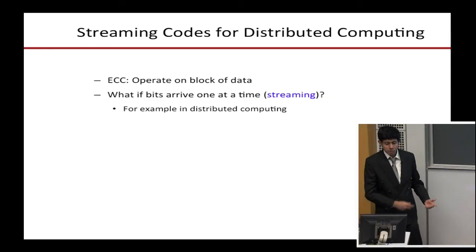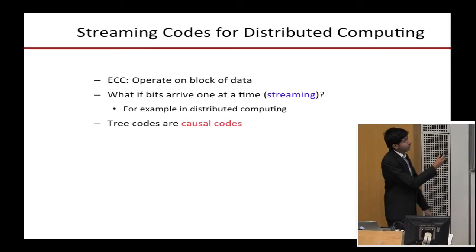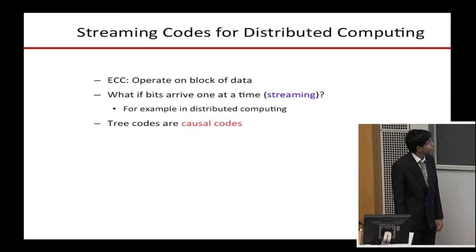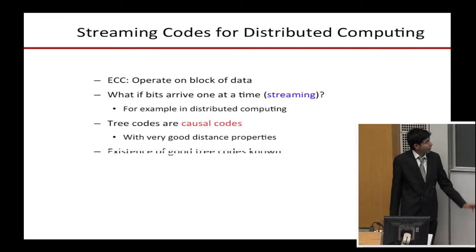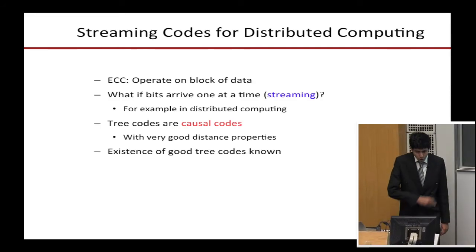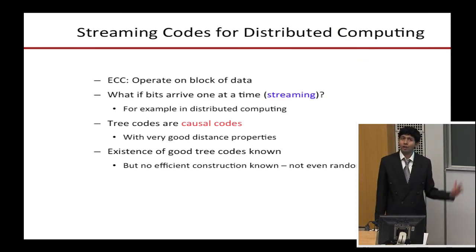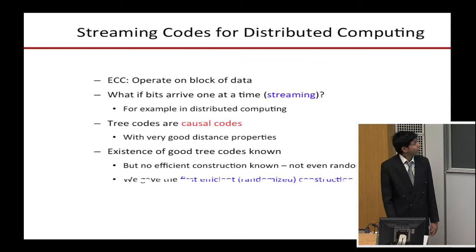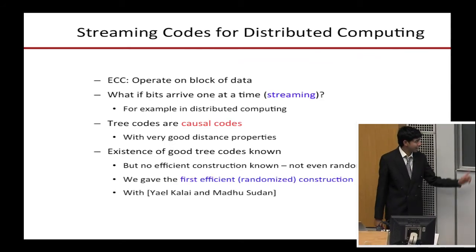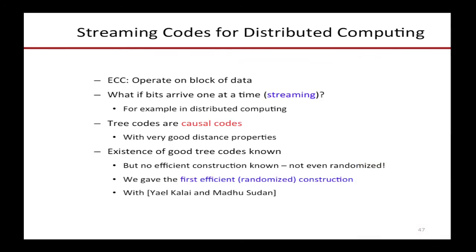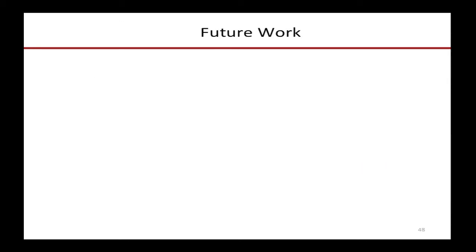So this happens in distributed computing, and we build new error correction codes, which are causal codes, and which have very good distance properties. So earlier it was known that these codes exist. However, no efficient construction was known. In work at Microsoft Research, I basically showed the first efficient construction of tree codes.